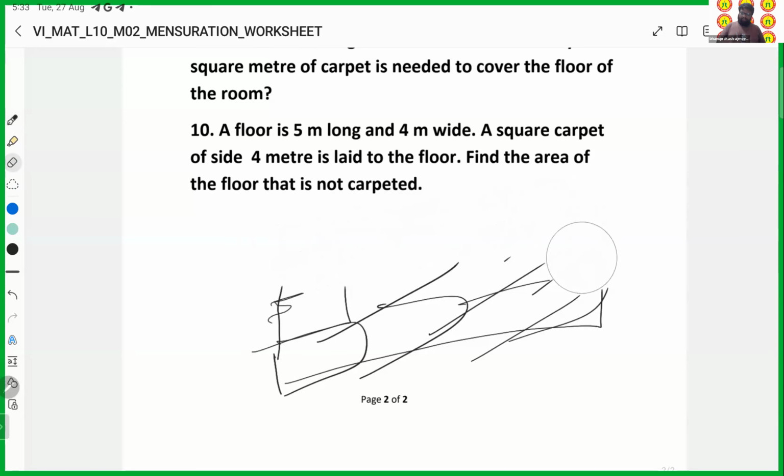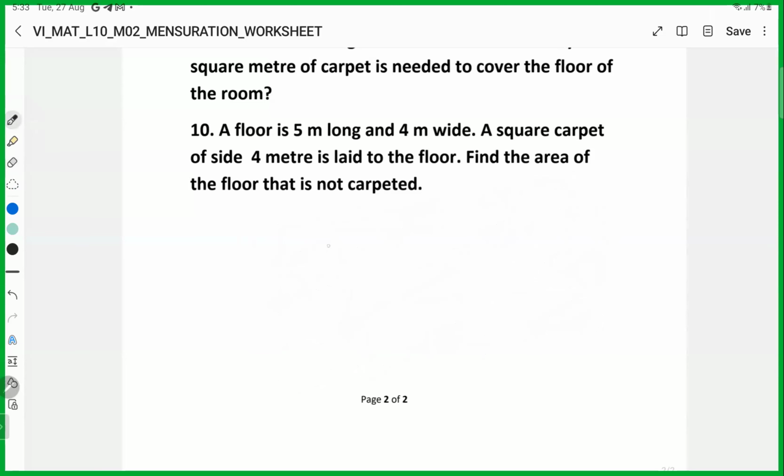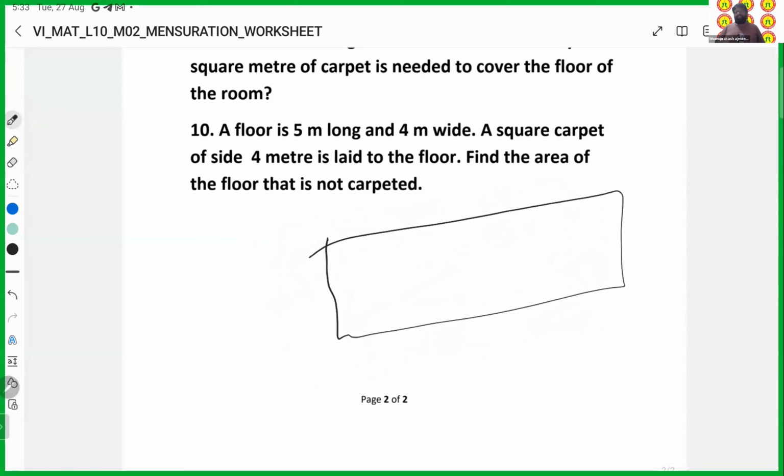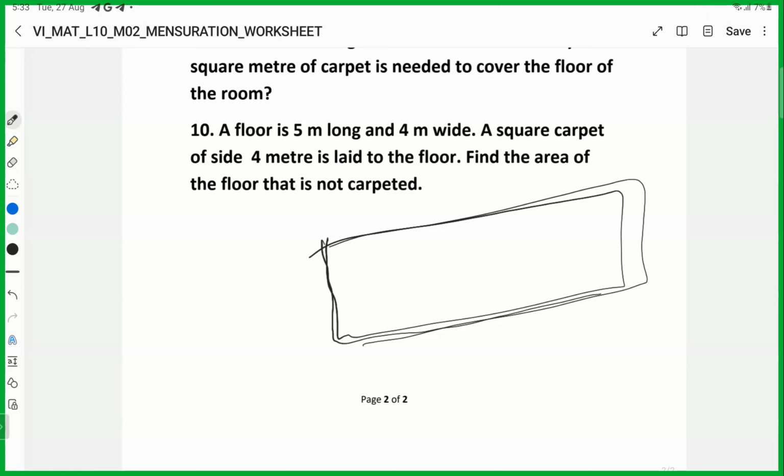If they ask fencing, how is fencing usually done? If you see any open land with a fence, consider your boundary wall. It is the wall around your house. So you are calculating a perimeter. I already gave you a clear-cut definition of perimeter. Perimeter is nothing but the boundary, the distance traveled between the boundaries.